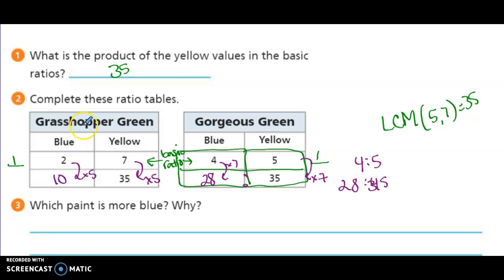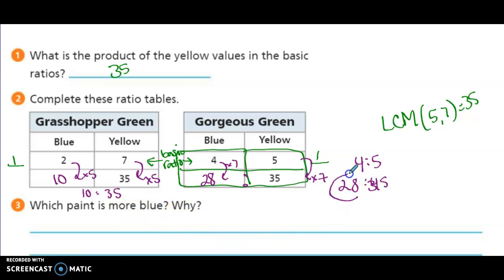So grasshopper green keeps its shade, even though I've increased the parts yellow, because I've increased the parts blue by the same multiplier. So this one is 10 parts blue to 35 parts yellow. And because our denominators are the same, which one is more blue?